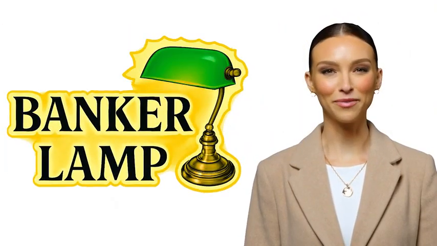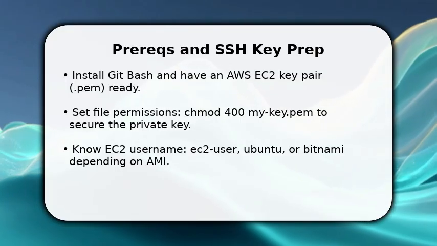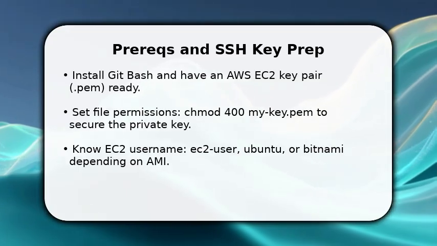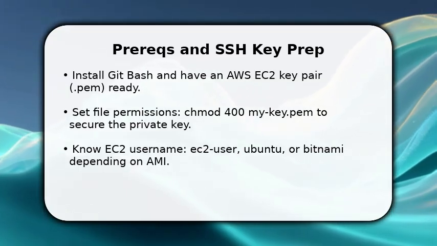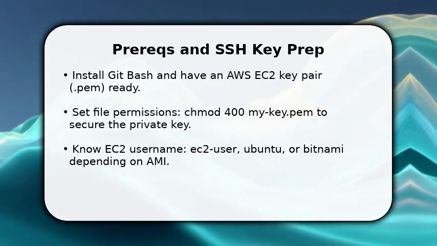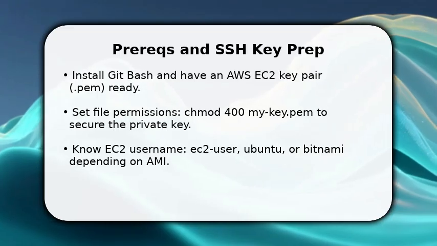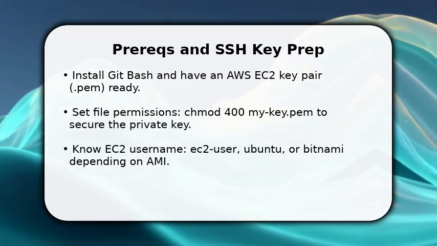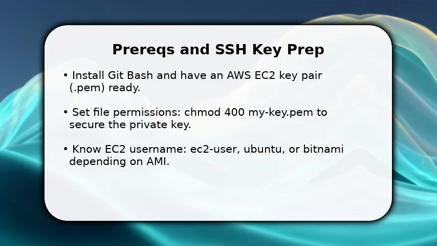Please enjoy the video. You start by ensuring Git Bash is installed and your EC2 instance exists with a downloaded PEM key. First, open Git Bash and move the PEM into a safe folder, then run chmod 400 mykey.pem to tighten permissions so SSH will accept it.